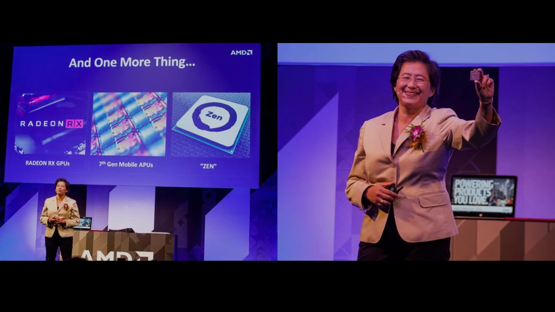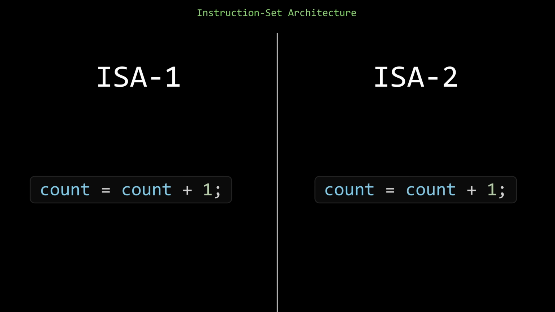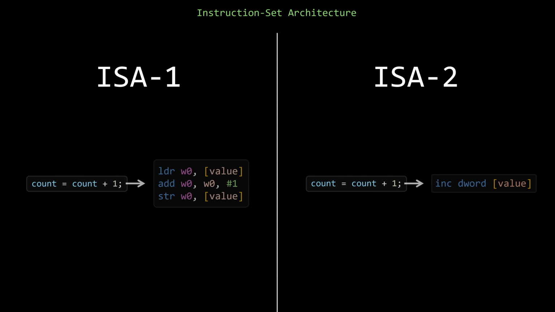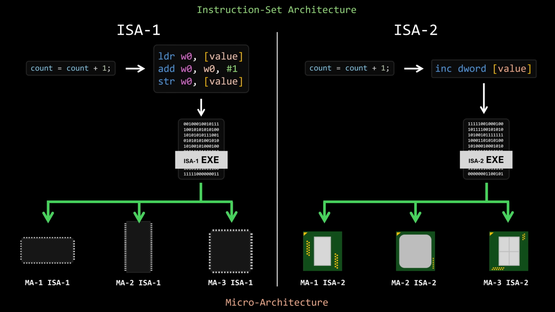This also helps explain why, unlike in the broader IT world, the word architecture in programming almost always refers to the instruction set architecture. It directly influences how programs must be written, compiled, and executed.